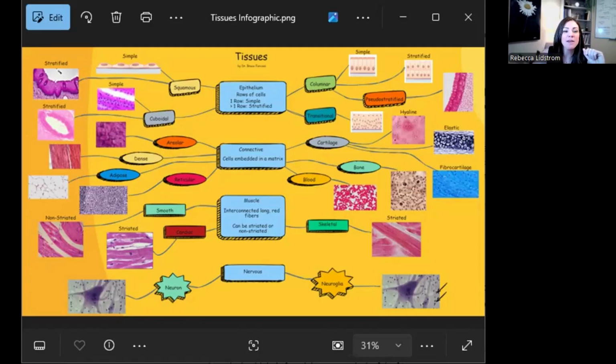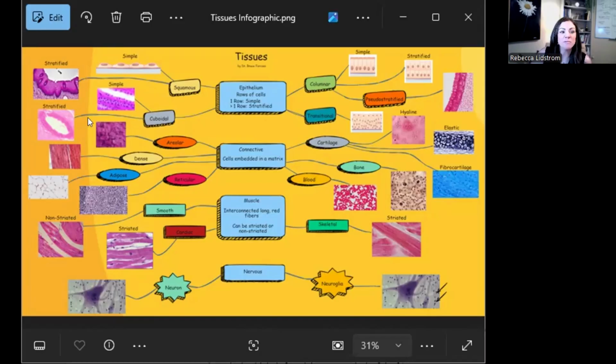Okay. The next one we are going to look at is going to be cuboidal. And so we have cuboidal here. We could have simple cuboidal, or we could have stratified cuboidal. Cuboidal tissues are going to be cube-shaped. These are often involved in secretion and absorption. So we're going to find this in places like the kidney tubules.